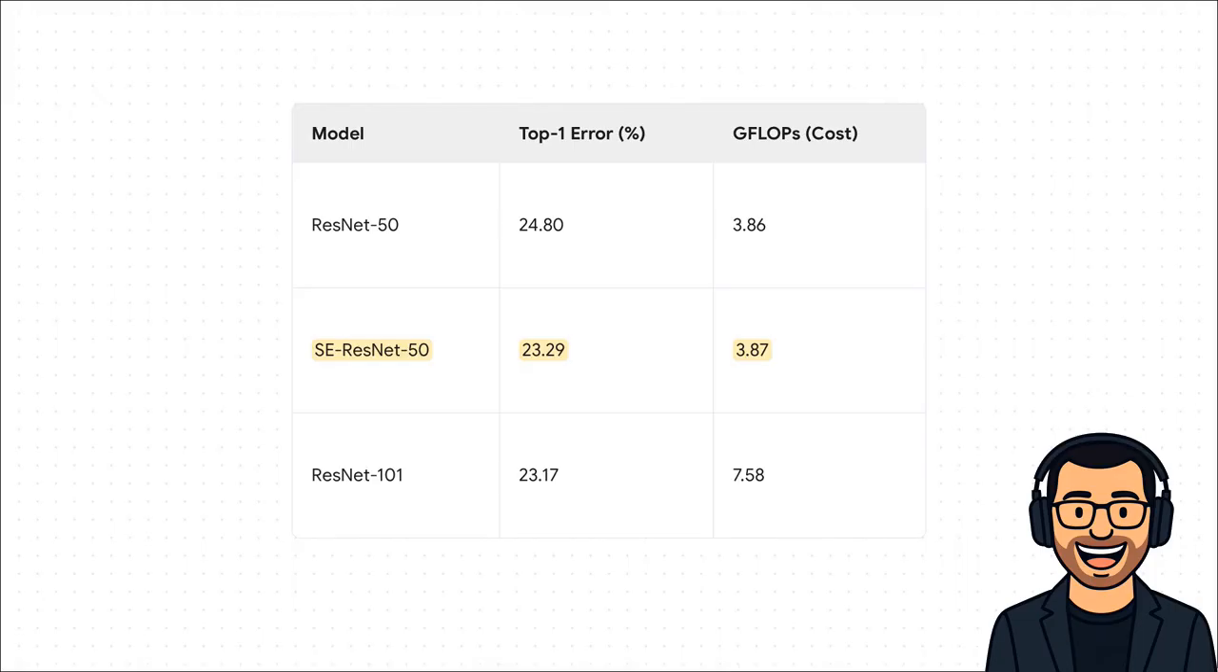This table from the paper really lays it all out. Just look at the SE ResNet 50. For a tiny, almost unnoticeable increase in computational cost, we're talking just 0.26%, it blew the regular ResNet 50 out of the water. In fact, it got so good that it started creeping up on the performance of ResNet 101, which is a network that's twice as deep and way more expensive to run.